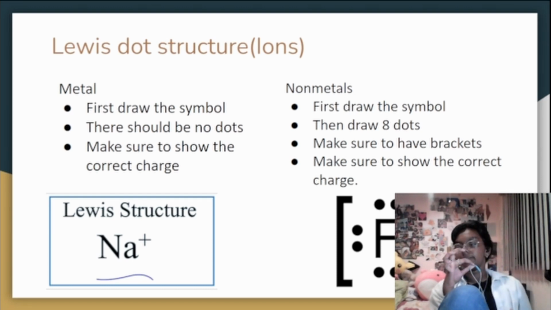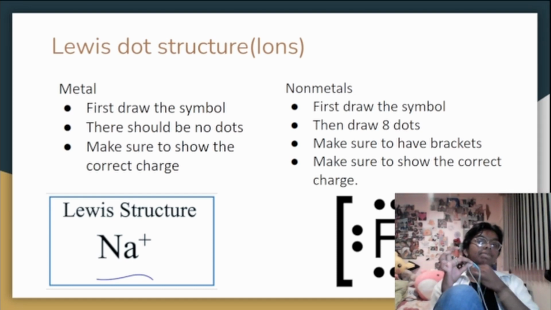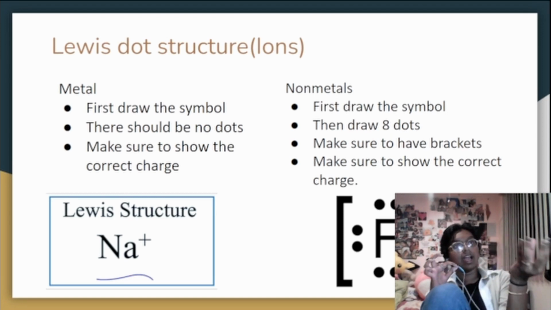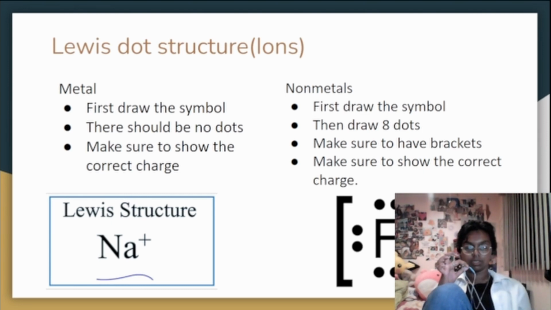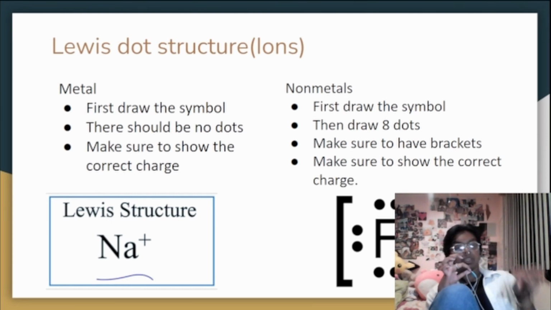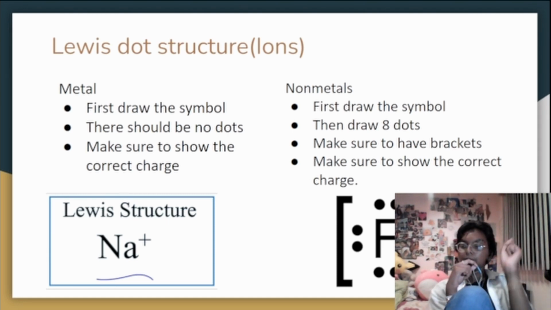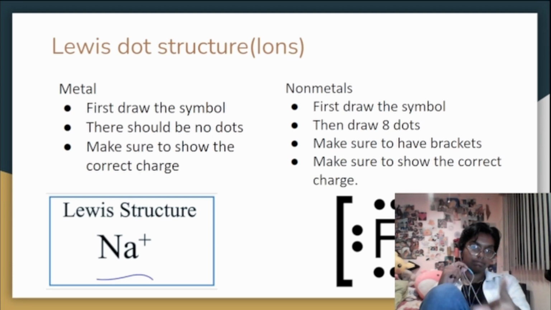So F is fluorine, right? And then you would draw 8 dots, and the reason you draw 8 dots is that in a chemical reaction, they would take electrons to form 8 valence electrons. So you would draw in 8 dots, and then after you draw the electrons, you would add brackets around it, and then you would have a negative charge, because typically nonmetals have a negative charge.